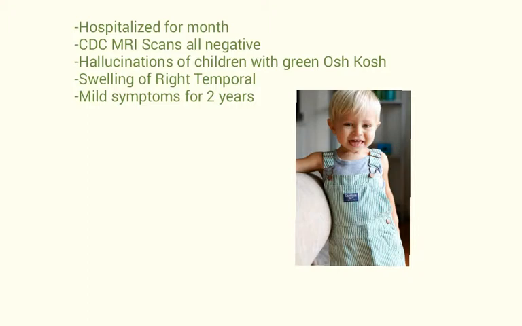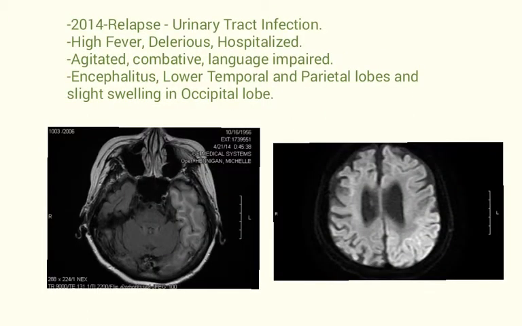From the first hospital stay and for about the next 2 years, she had periodic hallucinations, and they were typically of a small child wearing green Oshkosh pants. In 2014, patient M had a relapse, a very significant one, where a urinary tract infection generated a high fever.